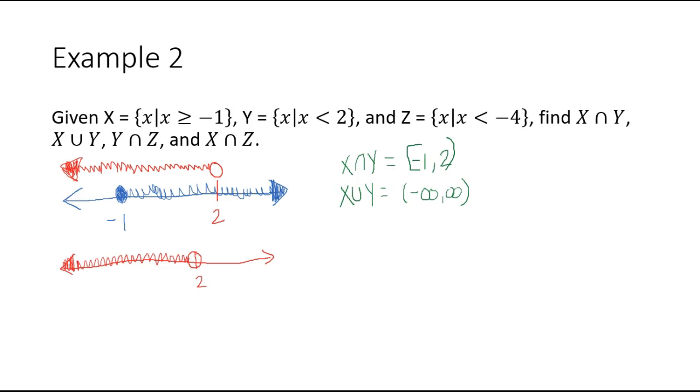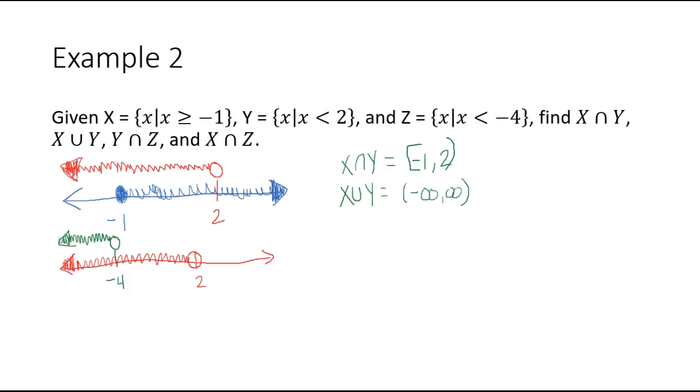And then for z, we're going to change colors here. All of the numbers less than -4, well, -4 is going to actually be down here. And this is also a plain old less than, so it's going to get an open circle. And we're going to shade this direction also to the left.